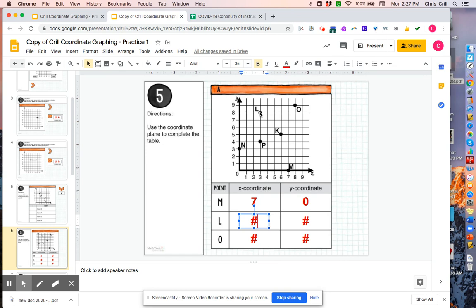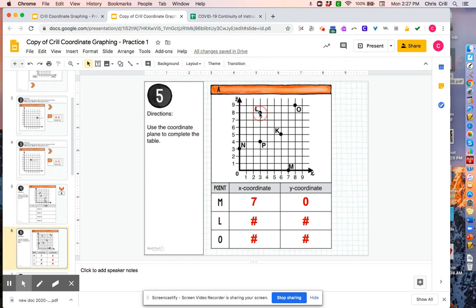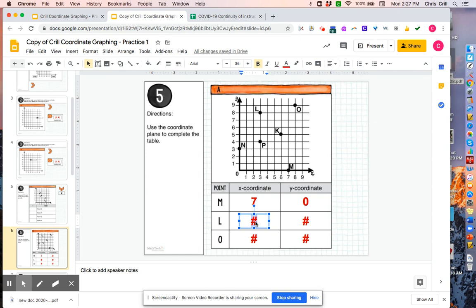L, let's take a look at L. There's L. L is 3 units away from the origin, so the x coordinate is 3. And L goes up 8 units away from the origin, so the y coordinate is 8. O, I'm going to ask you to complete O on your own. You're going to start always with your x coordinate and then go up to find your y coordinate.